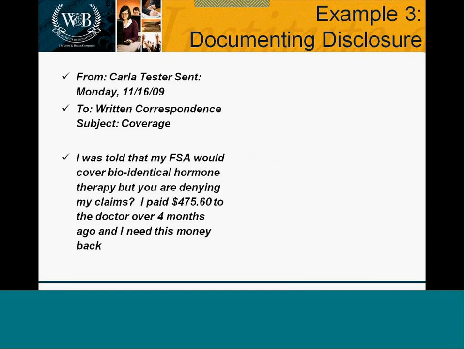Now, that's an internal policy when it comes to receiving written documentation from a member or an employer or whatever the case. Here, we have an email that came in from Carla to our respondents team. It says, I was told that my FSA would cover bioidentical hormone therapy, but you're denying my claim. Paid $475 to the doctor over 4 months ago, and I need this money back. Don't we all? But in this case, the question is, have we documented this, or is it a violation?